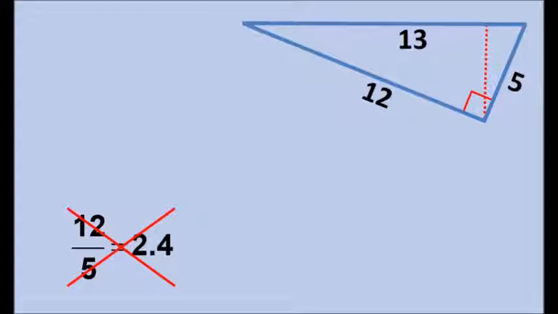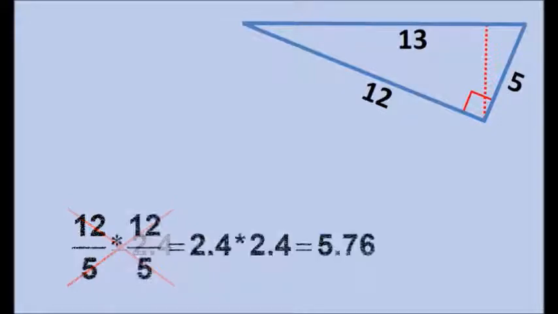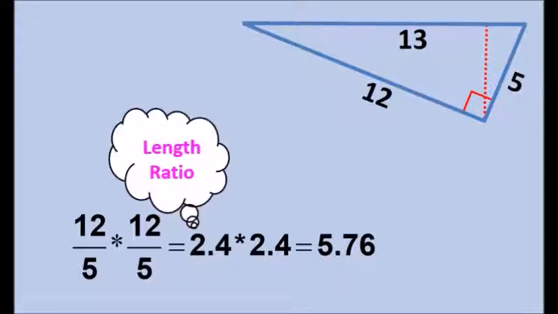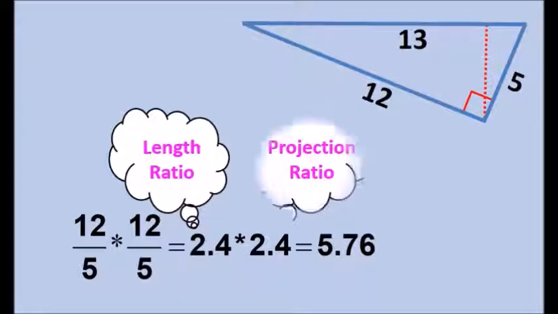So, overall, the 12-inch leg's contribution to h isn't just 2.4, but is rather 2.4 times 2.4, or 5.76 times greater. That's quite a bit more than just 2.4 times bigger. The first factor, 2.4, is for the length ratio, and the second is for the ratio of the projections onto the hypotenuse per unit length.